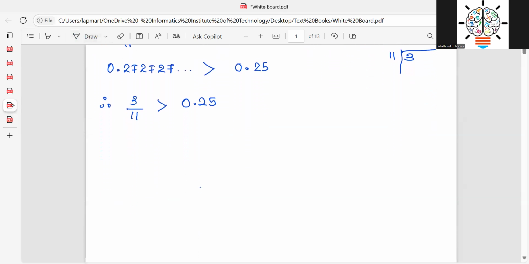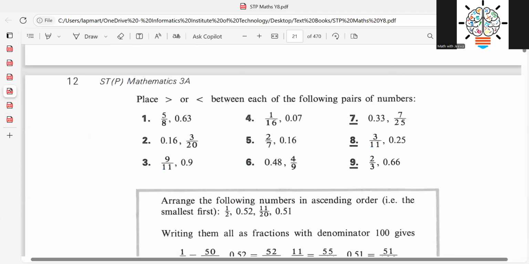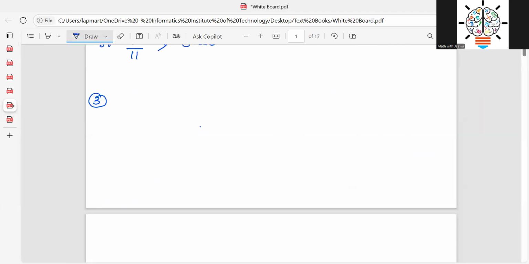Okay, so the next one, question number 3, we'll see what it is. Question number 3, we do have 2 over 3, right? 2 over 3 and 0.66, right? Now you just see, children, when you write 2 over 3, what is it? 0.6666 recurring. And this is also 0.66. Most of the students get confused with that and say that this is equal. No, it is not equal.